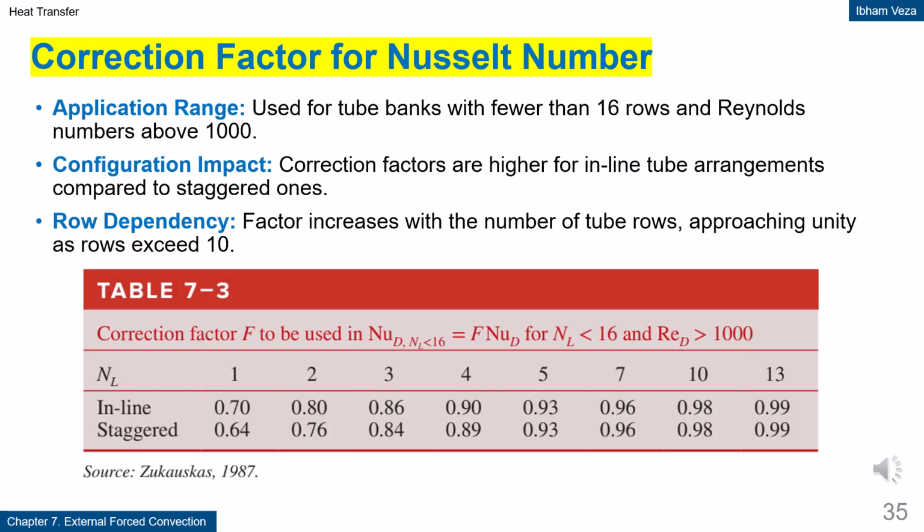Correction factor for Nusselt number. This slide explains the correction factor used when the number of tube rows is relatively small. For tube banks with fewer than about 16 rows, the effect of the number of rows is still significant on heat transfer. This correction factor increases as the number of rows increases and approaches 1 for a large number of rows. Inline arrangements usually require a larger correction compared to staggered ones. This concept is important to avoid overly optimistic calculations.